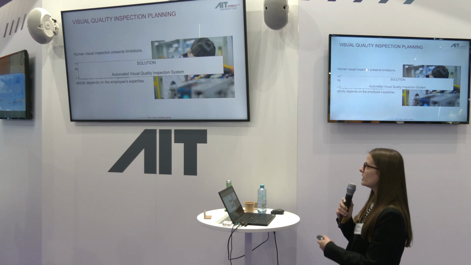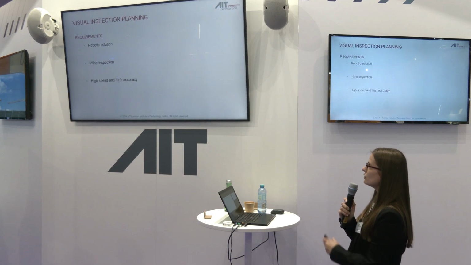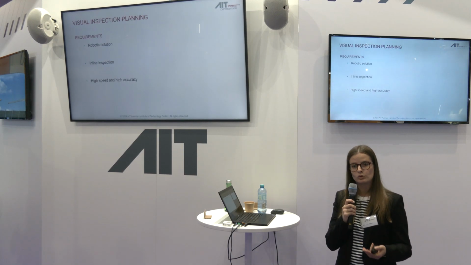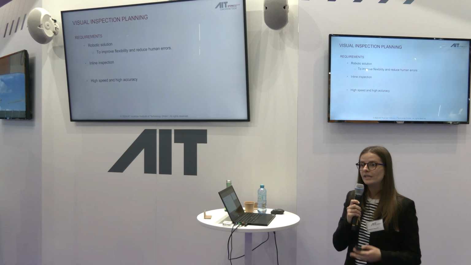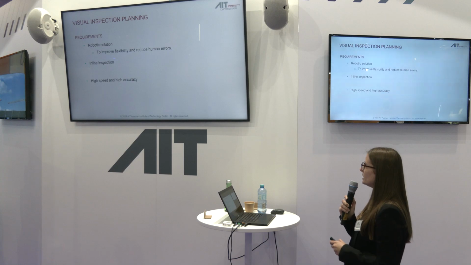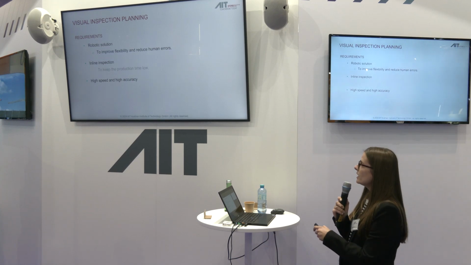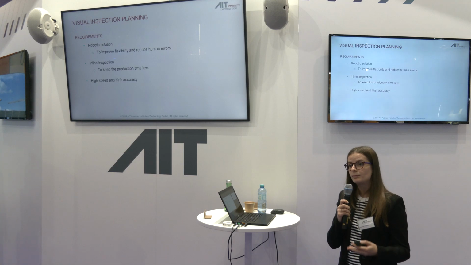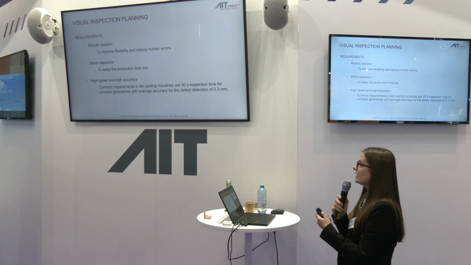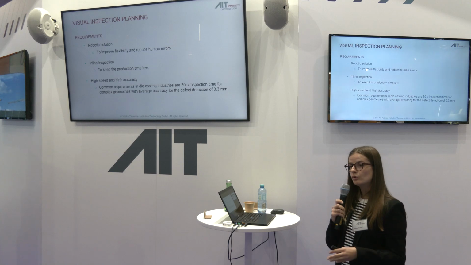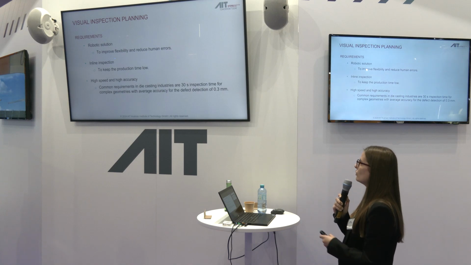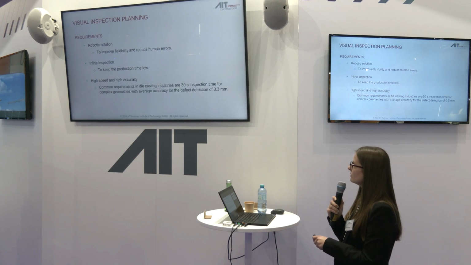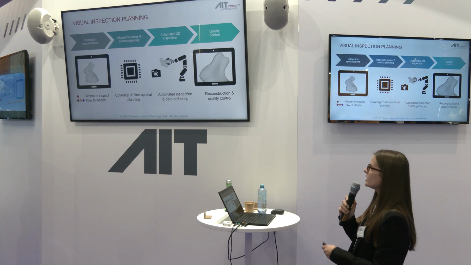So we would like to develop an automated visual quality inspection system. There are some requirements to do so. We need a robotic solution, an inline inspection, and high speed and high accuracy. A robotic solution is needed to improve the flexibility and reduce human errors. The inline inspection is needed to keep the production time low. And when I'm talking about high speed and high accuracy, I mean 30 seconds per part with an average accuracy of 0.3 millimeters. So our idea is to develop a system like this.